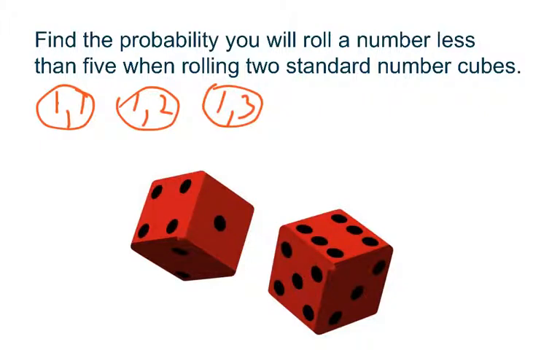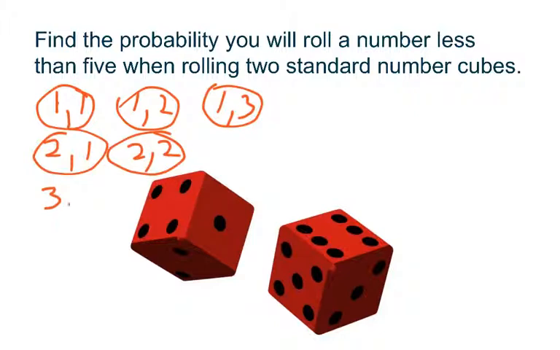So now what if it started with a 2? I could roll a 2 and a 1, a 2 and a 2, but not a 2 and a 3. And then if the first one started with a 3, I could roll a 3 and a 1, but not a 3 and a 2.